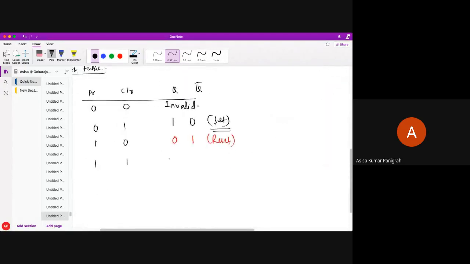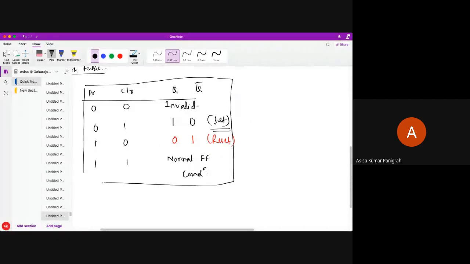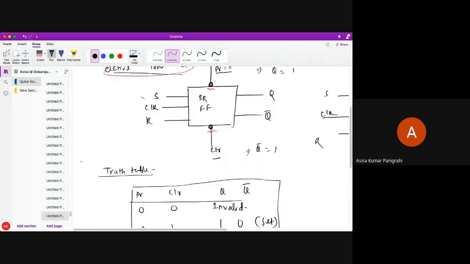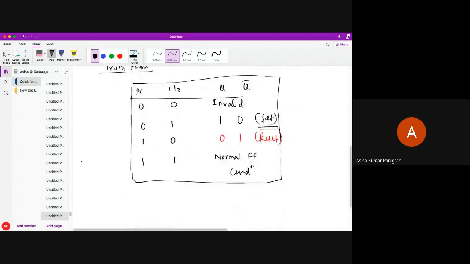So this actually works on the normal flip flop condition. Normal flip flop condition. Understand? So with preset and clear, this is how we set up the initial condition. Do you all understand? Okay, so this is the way you have to design it. Okay, next what you need to do.